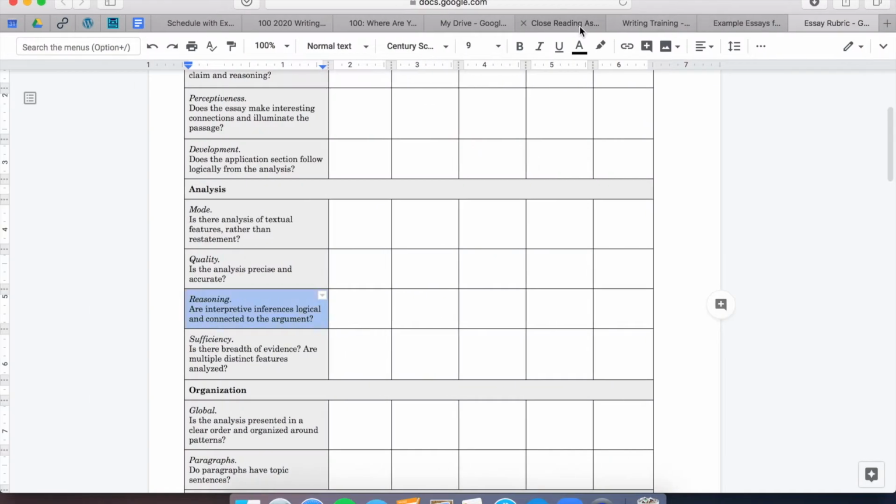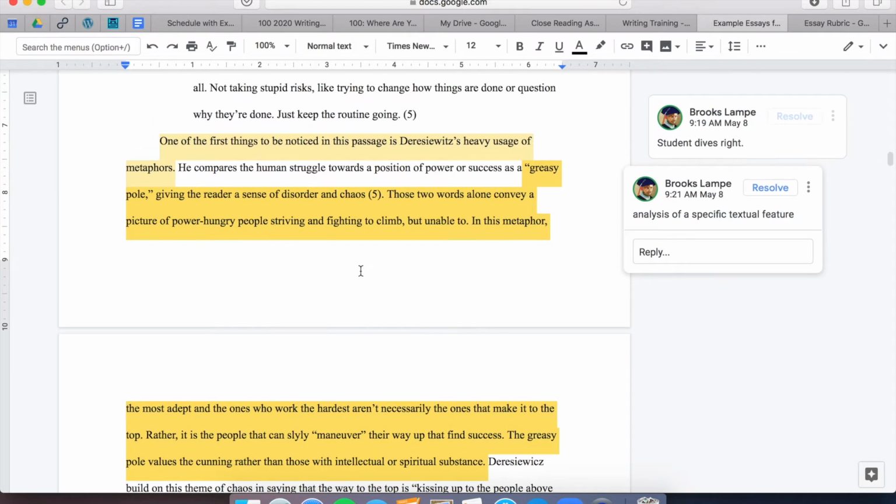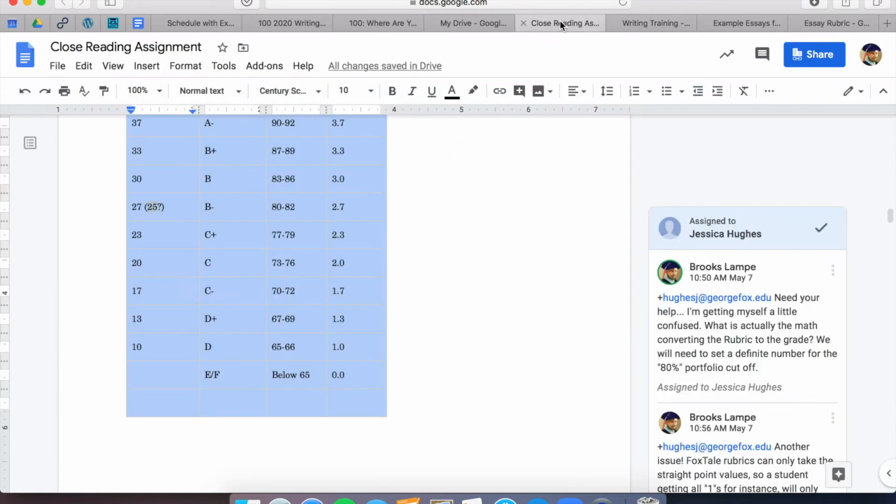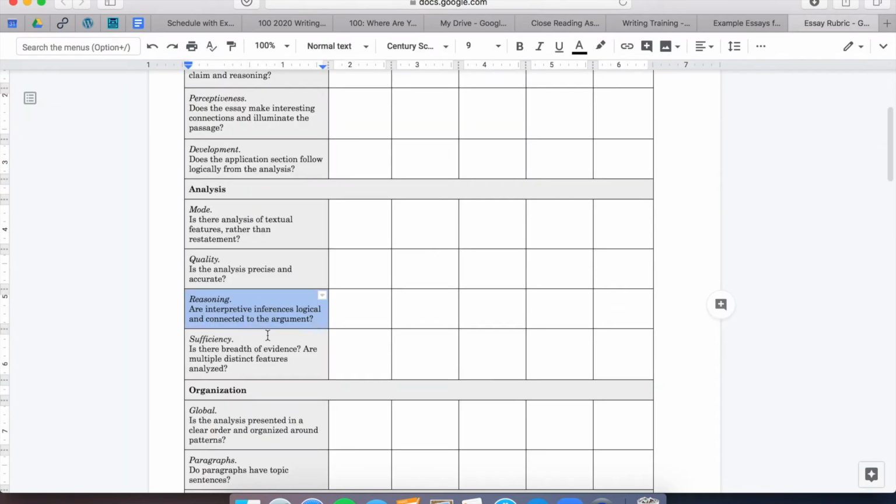So, for example, we had the student who did a very good job identifying the metaphor of the greasy pole, but if she had misread this metaphor or had made a wild claim that it does something that metaphor really can't do, then that would be detracting from her in this category of reasoning.